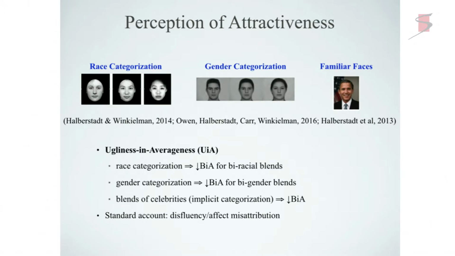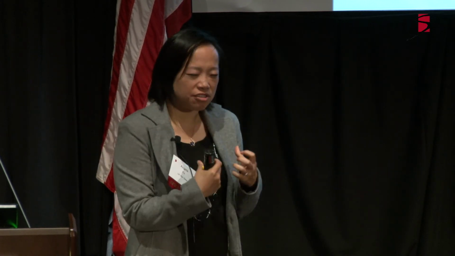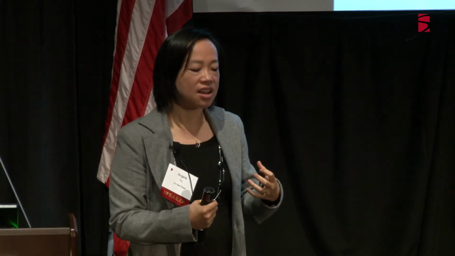Or if you blend celebrities, for example, this one, people tend to find that less attractive than either of the original faces. So the standard account in this social psychology community is that this is a disfluency effect or affect misattribution effect. The idea being that when the discrimination gets difficult, you feel this negative affect and you misattribute that to your disliking of the face image. And that's what's causing you to dislike the face that's the most difficult to discriminate, which is the blend, during the discrimination task. But that doesn't explain why BIA arises in the first place, and it's also not statistical.